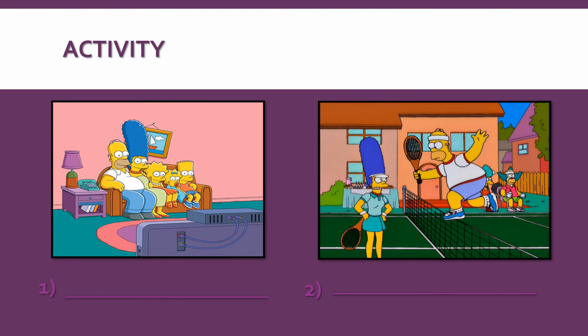And here is the activity. Remember, you have to take a look at the images and create sentences using the parts of the house.